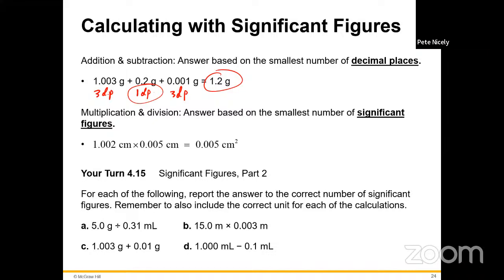What about multiplication and division? According to the rules for multiplication and division, when you multiply and/or divide numbers, you have to round off your answer to the lowest number of significant digits or significant figures, right? So in this particular case, we're multiplying 1.002, which has 4 significant digits, by 0.005, which has 1 significant digit.